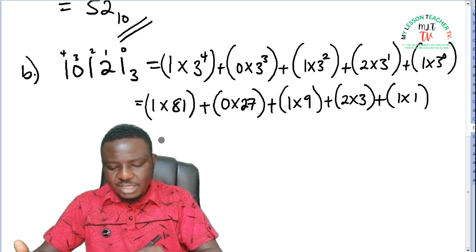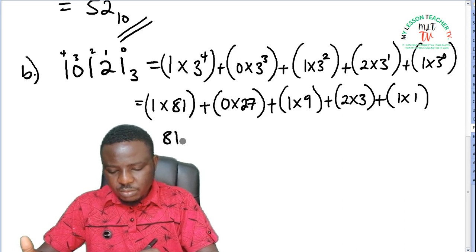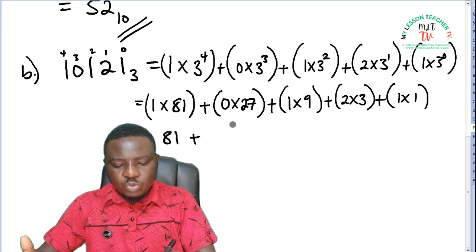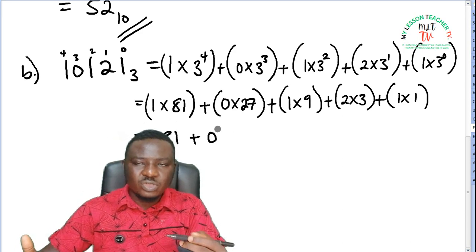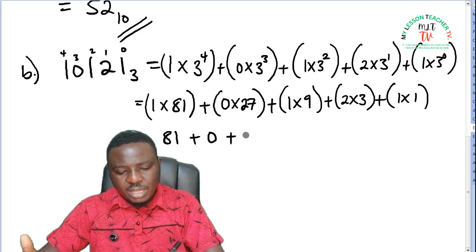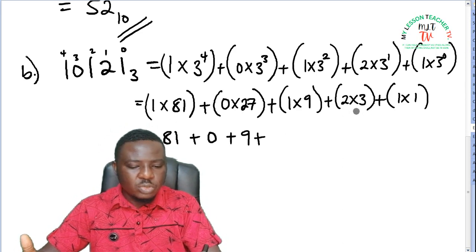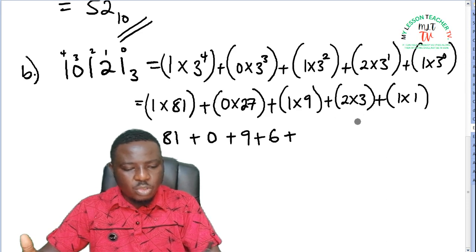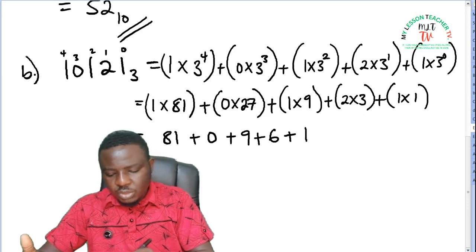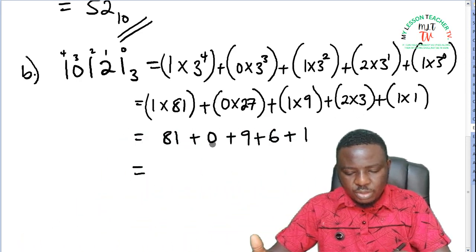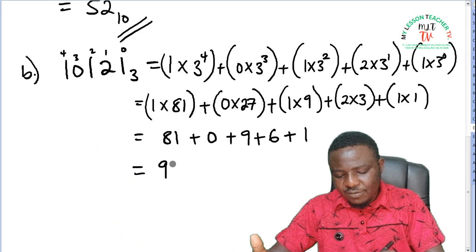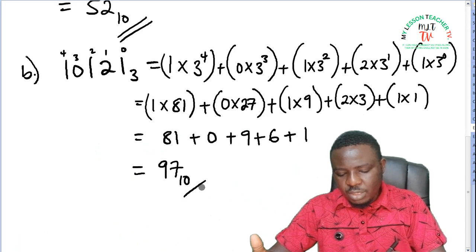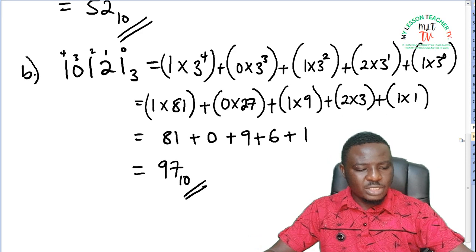So when you simplify this, it gives you 1 times 81 is 81 plus 0 times 27 is 0. Please kindly note, any number you are multiplying by 0 gives you 0. Plus 1 times 9 is 9 plus 2 times 3 is 6 plus 1 times 1 is 1. So this is equal to 81 plus 0 is 81 plus 9 is 90 plus 6 is 96 and plus 1 is 97. So this is equivalent to 97 base 10. Let's go to example 2.